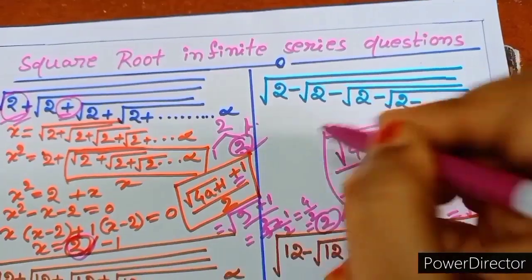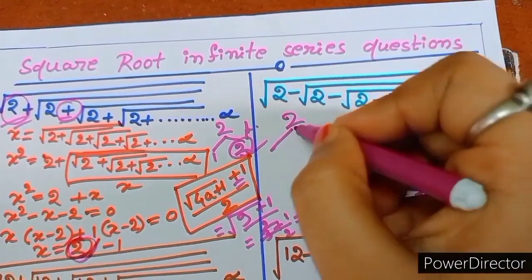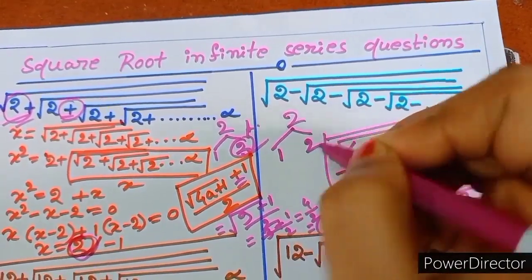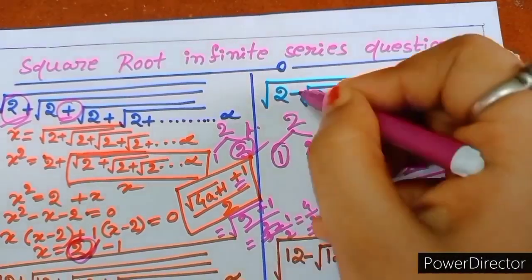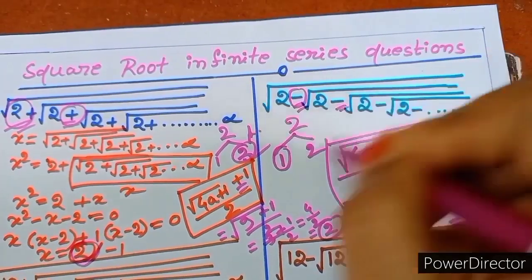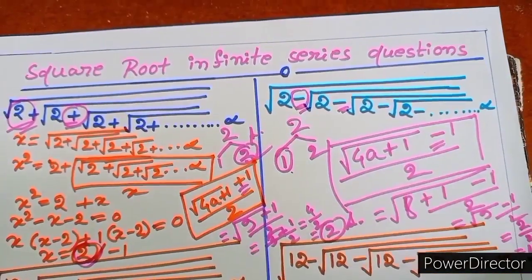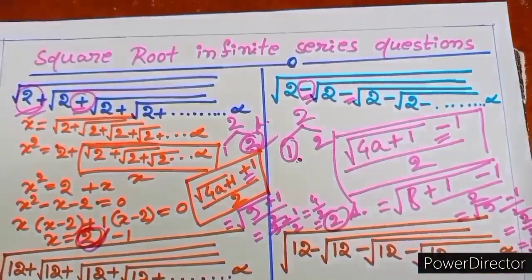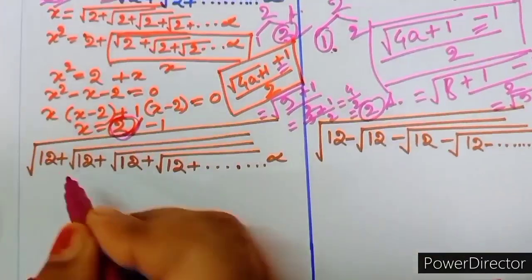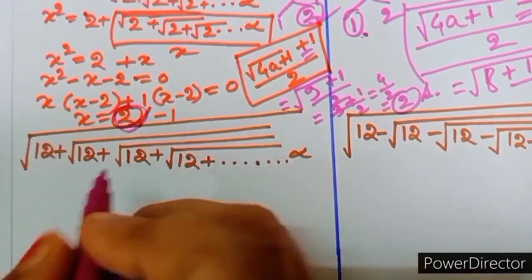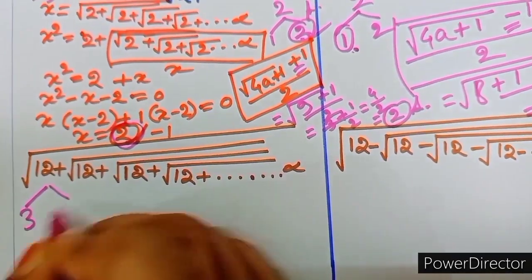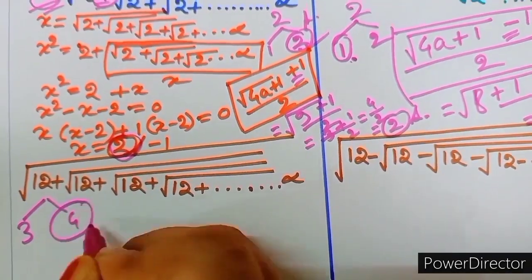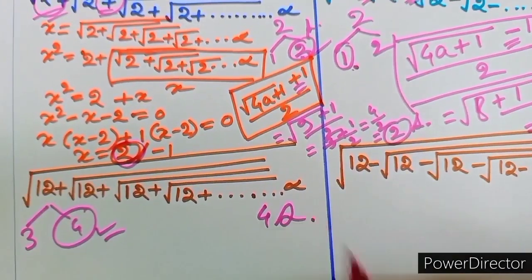And here which one is the lower part? If 2 is divisible by 1 and 2 and the difference between 1 and 2 is 1, we take the lower part. Whenever the sign is negative, we take the lower part. So here the answer is 1. Next, suppose root 12 plus root 12. We know 12 is divisible by 3 and 4 and the difference between 3 and 4 is 1. So we take the higher part, means 4 is the answer.